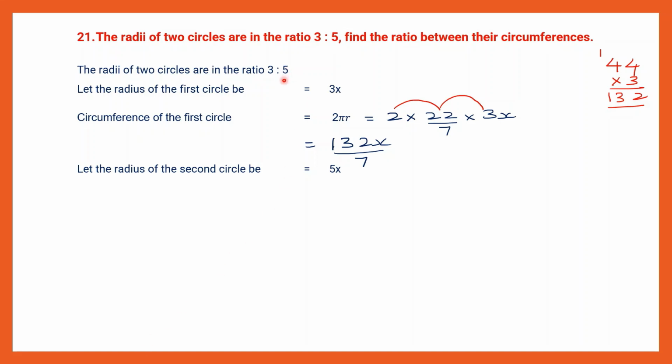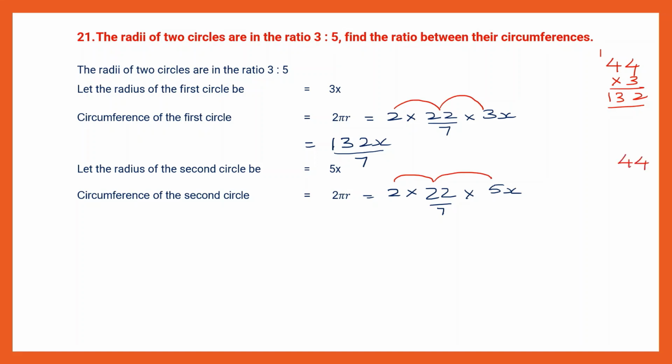How did we get that? In the ratio, the second number will be taken as the radius of the second circle. So 5 is given here. So we said let the radius be 5x. Then to find the circumference, we use the formula 2 pi r, which is 2 into pi, and pi is 22 by 7, into r, and r is 5x. Now let's multiply 2 into 22, 44. 44 into 5x.